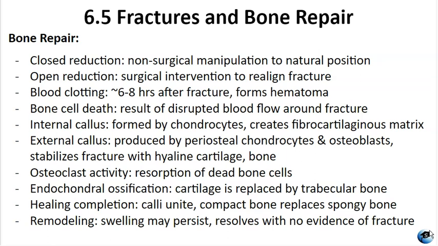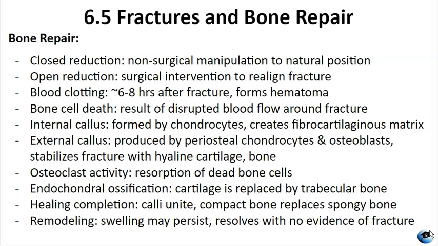When the bone breaks, blood flows from vessels torn by the fracture. Blood clotting begins approximately 6 to 8 hours after the fracture, forming a hematoma. Disruption of blood flow to the bone results in the death of bone cells around the fracture. Within about 48 hours, chondrocytes form the endosteum, create an internal callus by secreting fibrocartilaginous matrix between the two ends of the broken bone. Simultaneously, periosteal chondrocytes and osteoblasts create an external callus of hyaline cartilage and bone around the outside of the break, stabilizing the fracture.